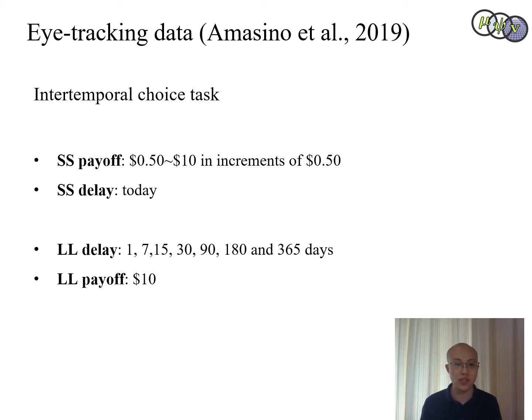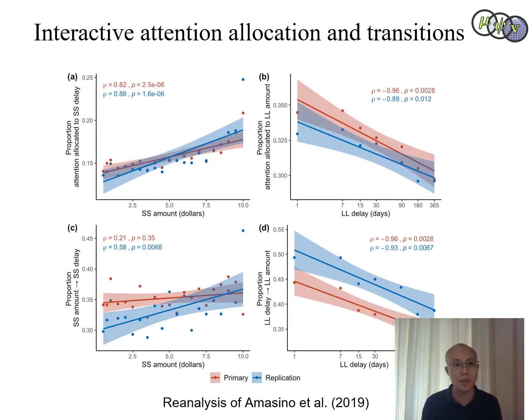So, for example, we can see if the smaller sooner payoff will influence the processing of the smaller sooner delay, which is fixed at today. And we can also see if the magnitude of larger later delays will influence the processing of the larger later payoff. And here's an overview of the results.